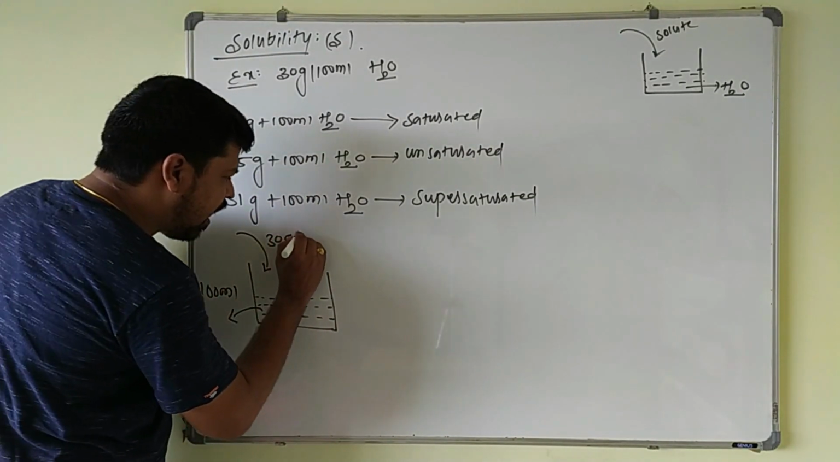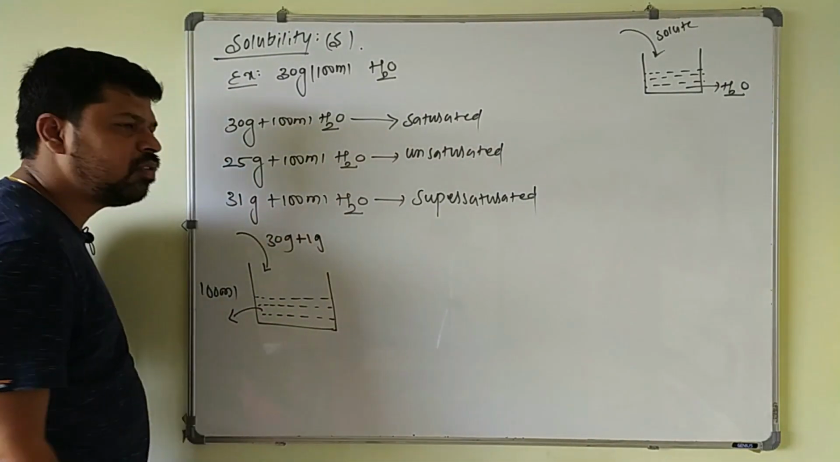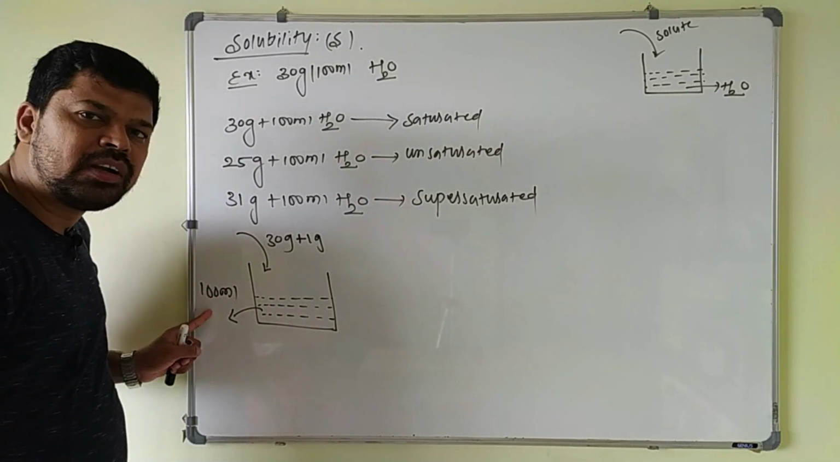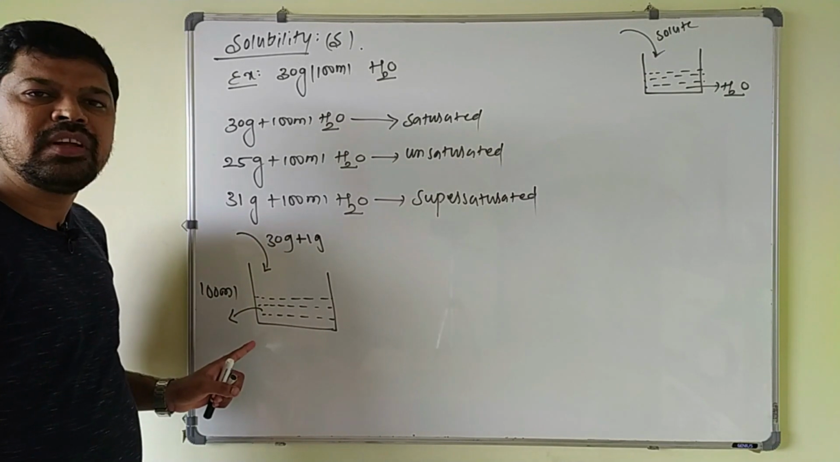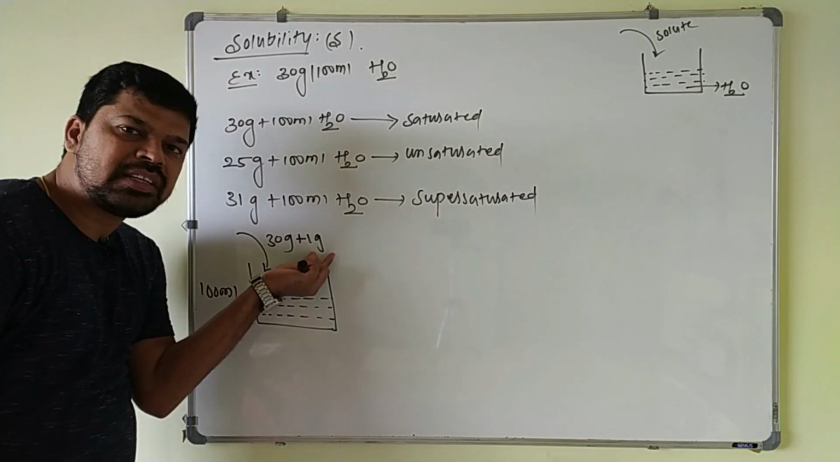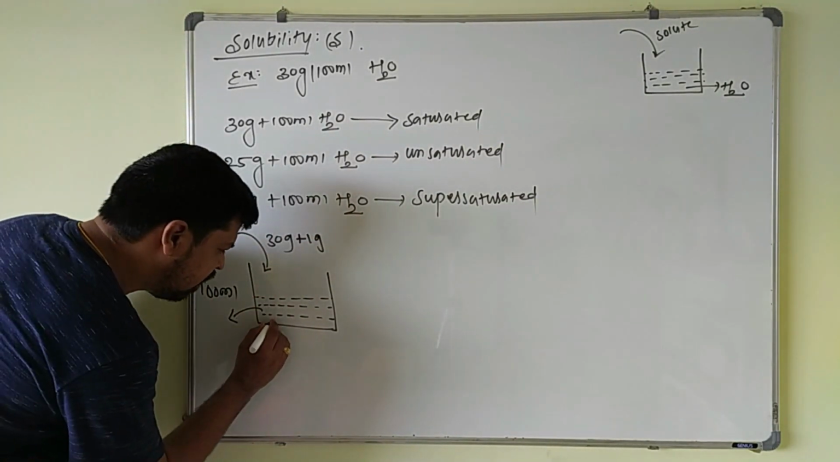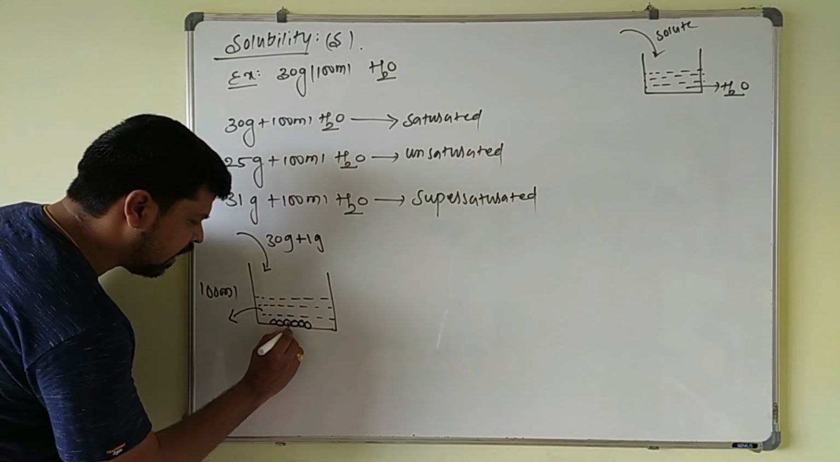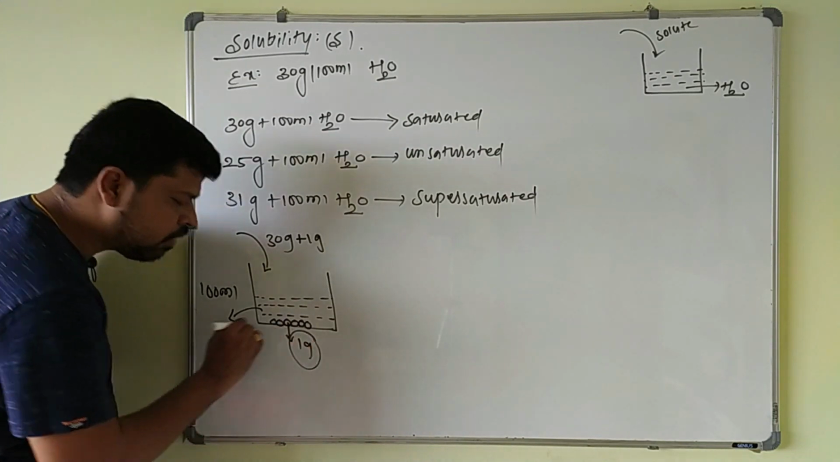After this, if I add 1 gram of the solute extra, what is its capacity? 100 ml of water can dissolve only 30 gram of the solute here. If you add 1 gram extra, that is not soluble in the water and will deposit at the bottom of the vessel like this. This is the 1 gram extra solute that you have added here.